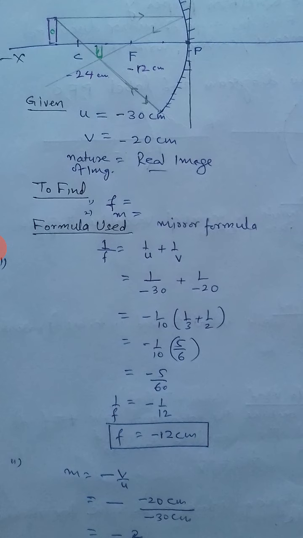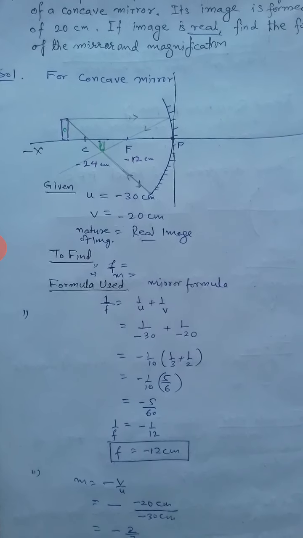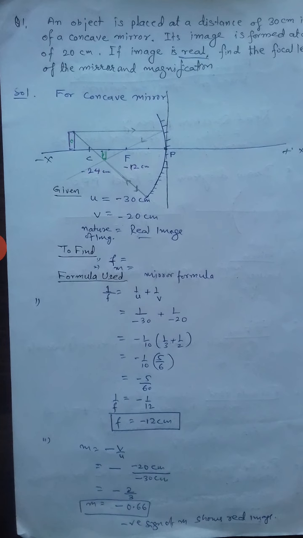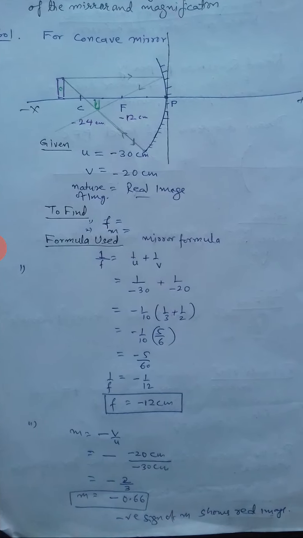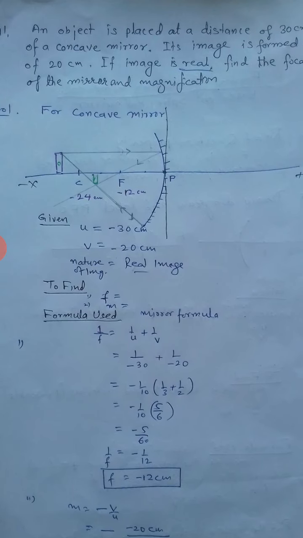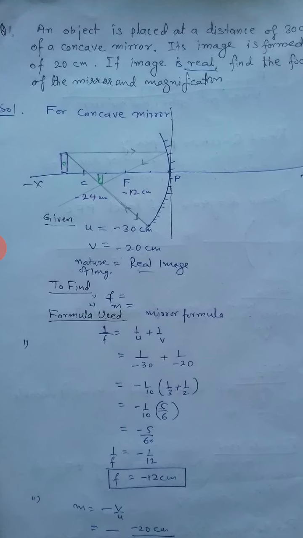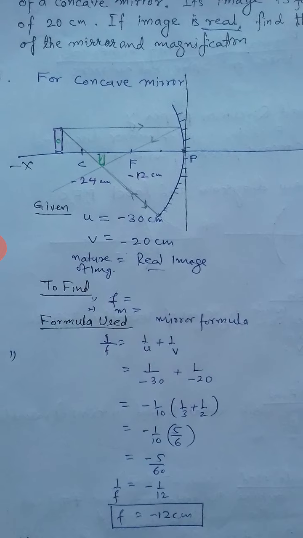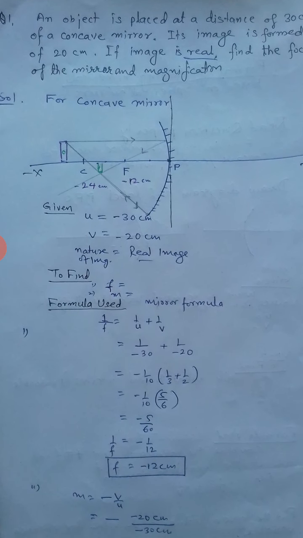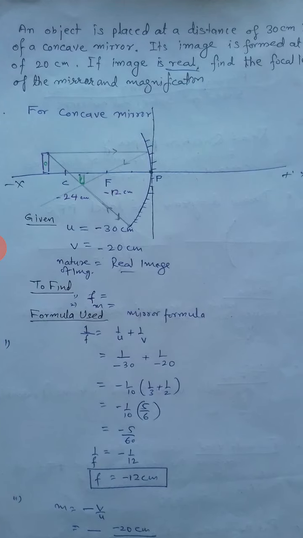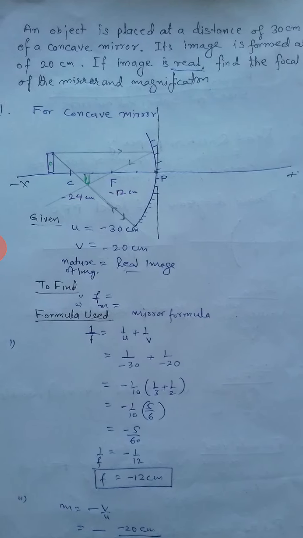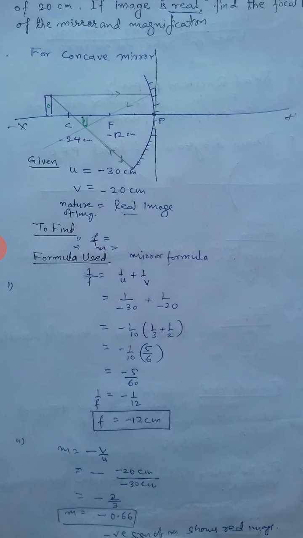Make this formula: 1 upon f is equal to 1 by u plus 1 by v. As per the steps or the format for solving a numerical, you will put the values and solve it for the unknown. Here small f, the focal length, comes out to be minus 12 centimeter. So you can see here in the diagram, as you can mark it properly, F, P and C, and you can see the object is placed at 30 centimeter.